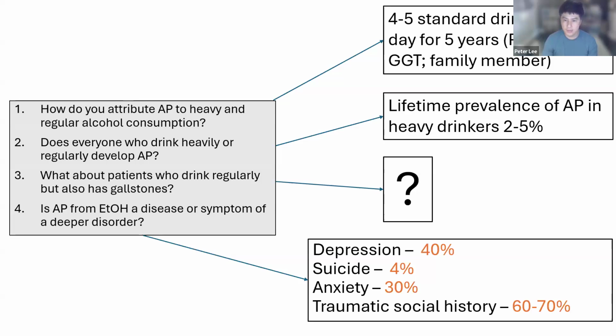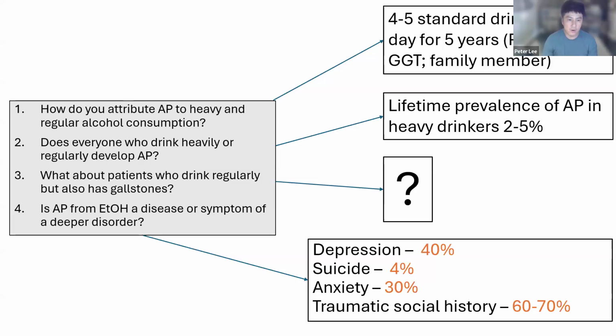But we have to remember the lifetime prevalence of AP in heavy drinkers is about 2 to 5%, which should really cause us to reconsider this etiology if things are not fitting nicely. I'll go into details about it a little bit more in the subsequent case. Now, what about patients who drink regularly but also have gallstones? It's very difficult to distinguish between the two.